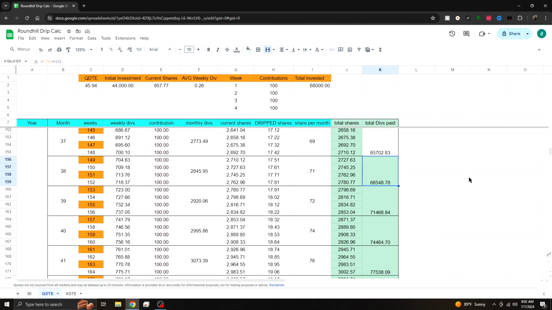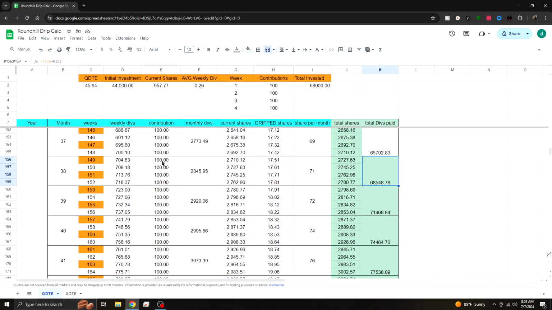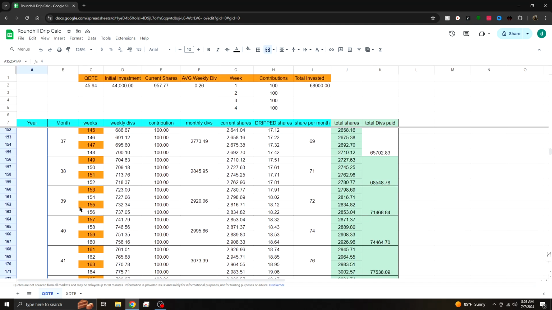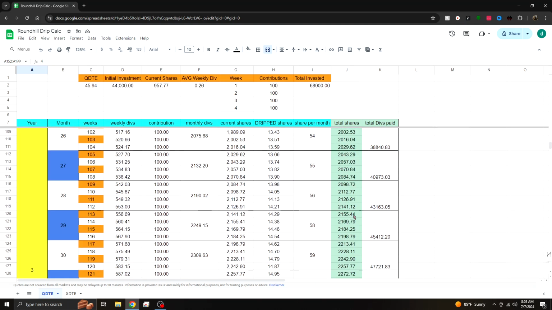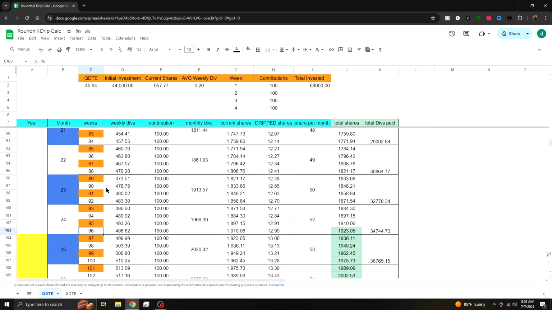So if we invested 44,000 plus $100 per week for 5 years, it would take us 38 months, or 152 weeks, or a little like 2 months into year 4. So that's what it would look like, and we would still double our shares. We doubled our shares in 24 months, or 96 weeks. So into the end of the second year.